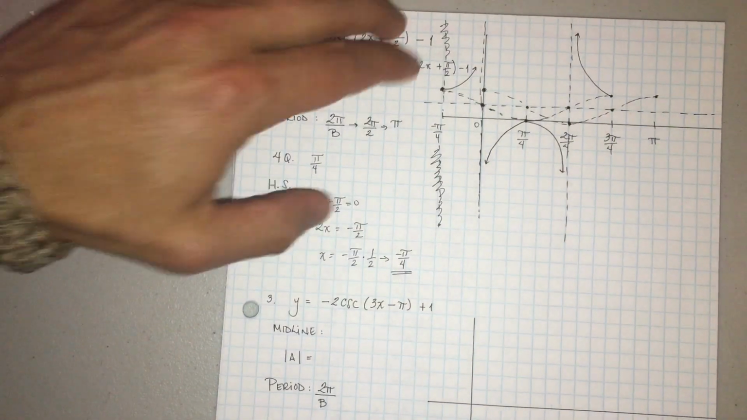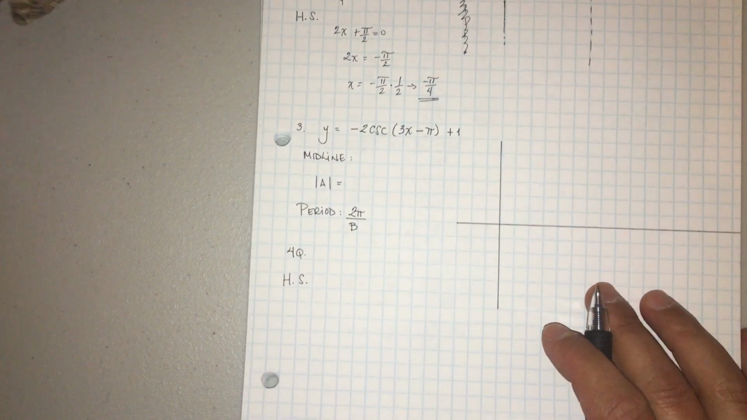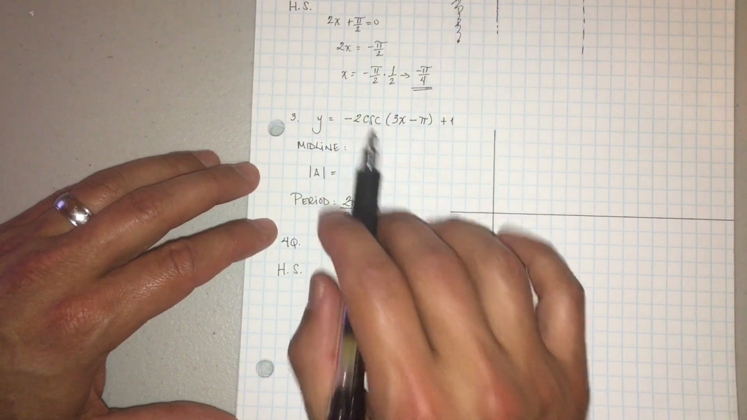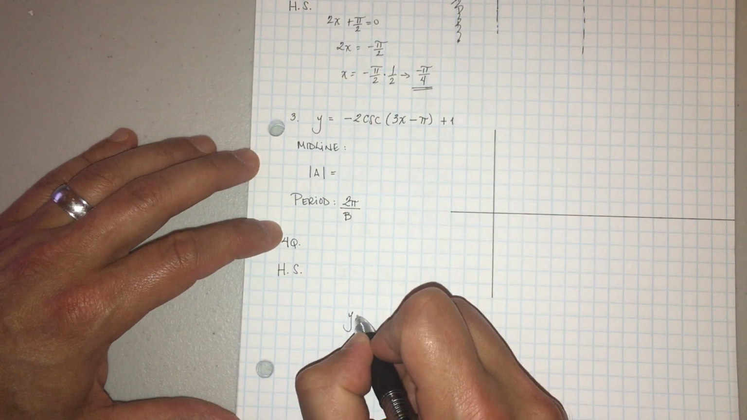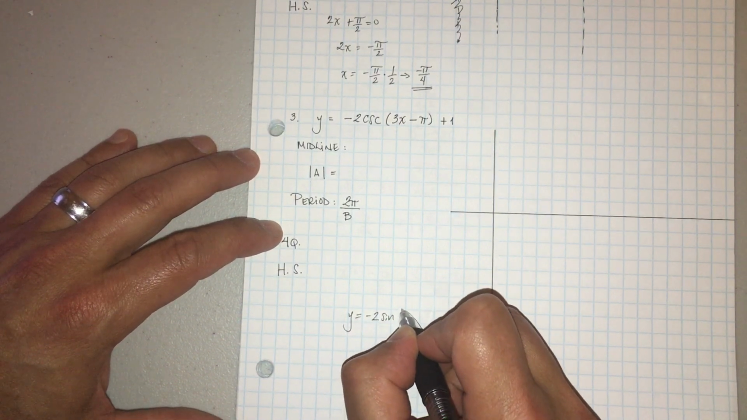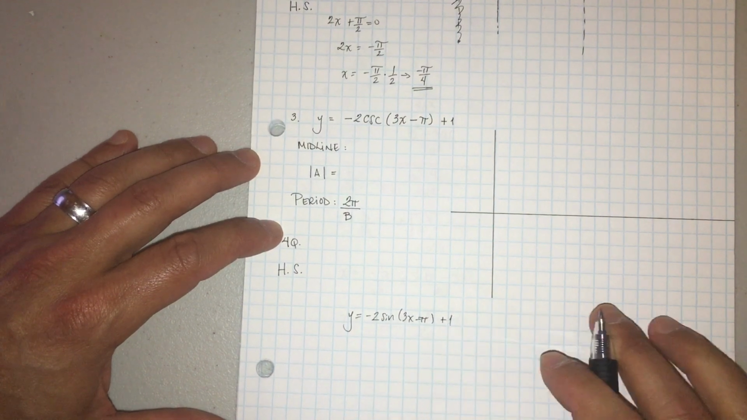Just be careful. As you can see, you can make a mistake very easily. All right, we can do one more, guys. Same thing, -2, instead of cosecant, it's going to be sine. So let me go ahead and do it down here. And then that's 3x minus pi plus 1. So we're doing the same thing.